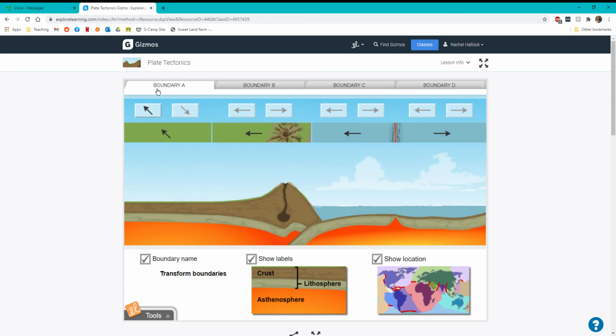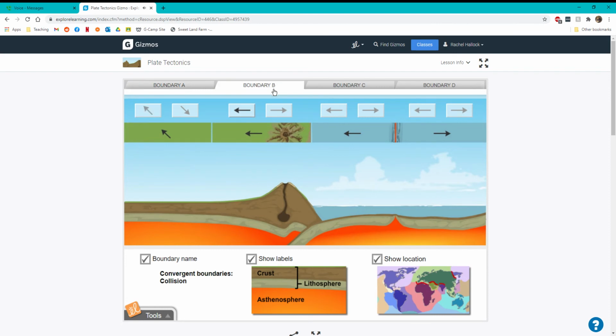We're going to look at boundary A first, and that's going to be all the way over here to the left. And I'm going to click the motion to show you what's happening. So reset and move. So we can see that this block is moving backwards. So transform, it's moving backwards, side to side. It's not moving towards or away. So that one's pretty simple.